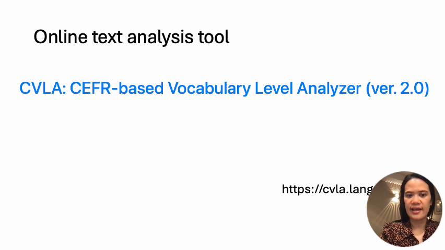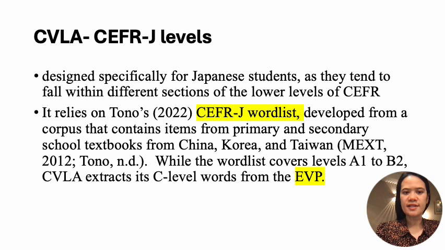Next is the CVLA or CFR-based vocabulary level analyzer. CVLA is a free online system that assigns CFRJ levels to a text. The tool was designed for English education in Japan. They also have their word list created by Tono. Their corpus was developed from primary and secondary textbooks in China, Korea, and Taiwan. A1 up to B2 level word items were extracted from Tono's word list. However, for C level words, they also refer to the EVP.